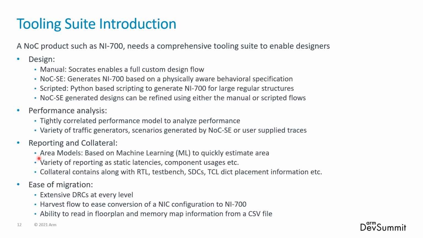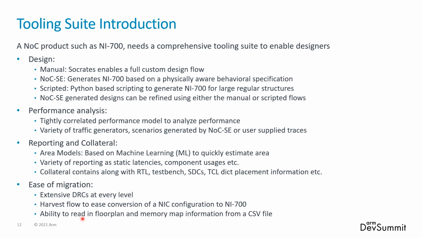For reporting and collateral, we have machine learning based area models, which enable one to quickly estimate the area of the generated NOC. And this is quite useful when one is doing a refinement based on the performance data and they want to estimate what the area impact is. A variety of reporting is also included, such as the static latencies, the component usages, etc. The generated collateral contains, along with RTL, test benches, SDCs, and placement information in the form of a Tcl dictionary to enable the rest of the flow.